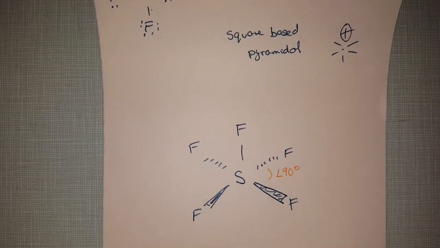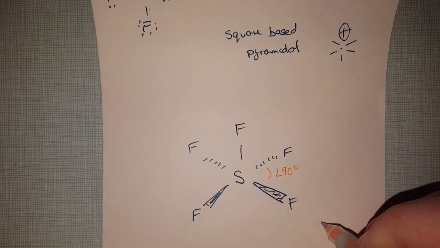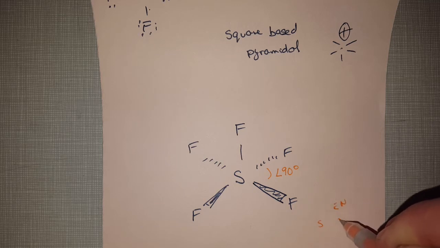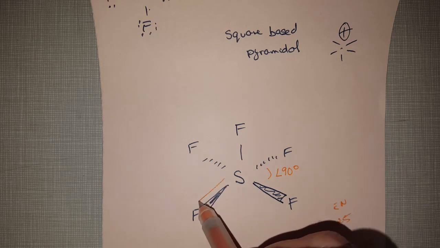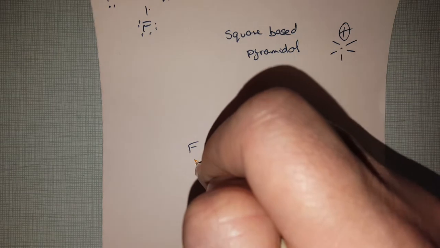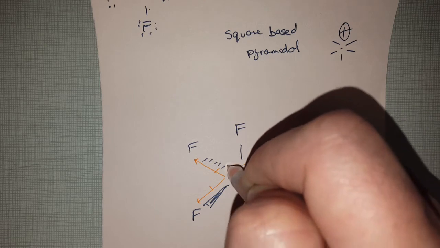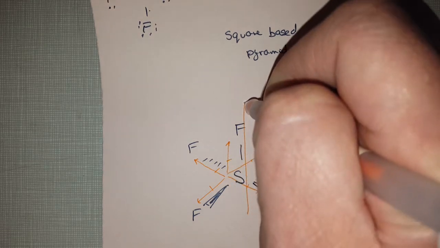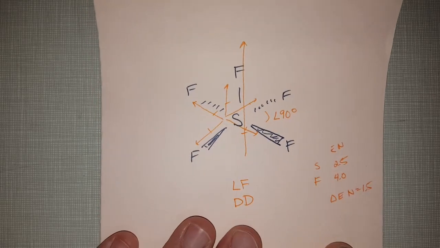Now again, if I want to know whether or not it is a polar molecule, I'd have to look up the electronegativities for sulfur, 2.5, and for fluorine. This gives me a delta EN of 1.5. So therefore I know that all of these bonds are polar, and they're going to pull towards the fluorine because it is the more electronegative. And so this will give me an overall net polarity of approximately that. And so therefore it's going to be London force and dipole-dipole interactions.